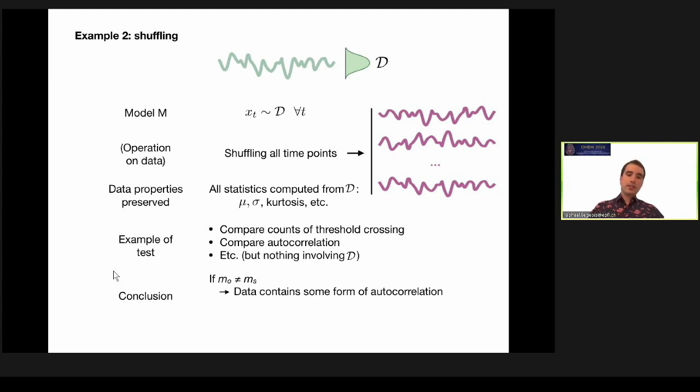Again, the conclusion in this case is, if MO is different from MS, whatever metric you are using, this means that data contains some form of autocorrelation, meaning that successive time points are linked and there is some information flowing between successive time points. If MO cannot be shown to be different from MS, then it means that there is no evidence that temporal ordering is important.